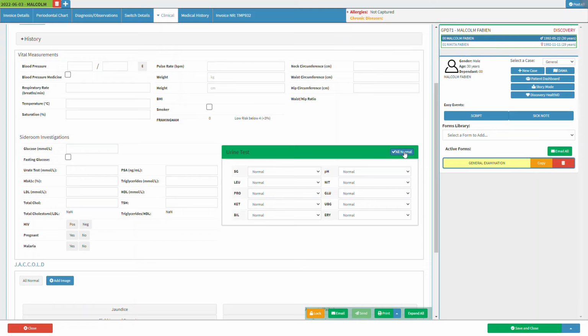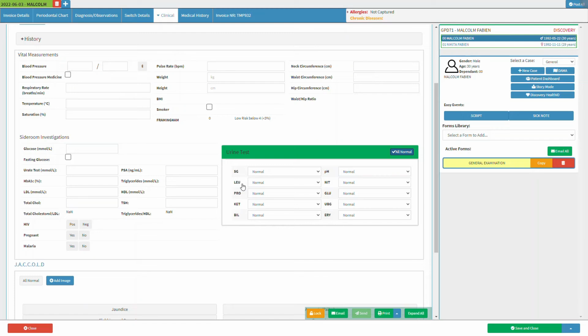Please note that these urine test options have a drop-down menu on which you may click to select the relevant results. An SG test is referred to as a urine-specific gravity test and is a comparison of the density of the patient's urine to water. The results of an SG test can determine whether the patient's kidneys are functioning as they should. pH is the pH of urine, which is a measure of how acidic or basic the patient's urine is.